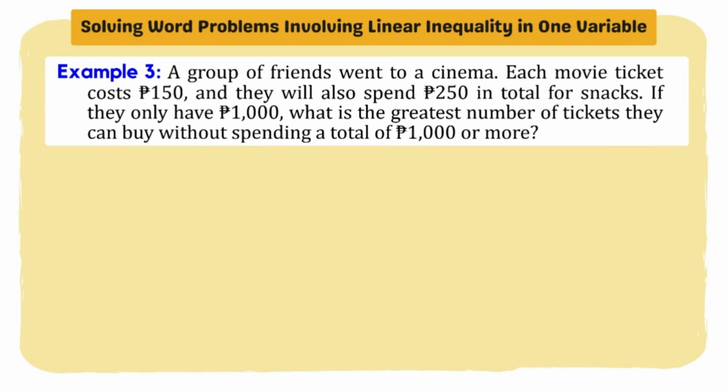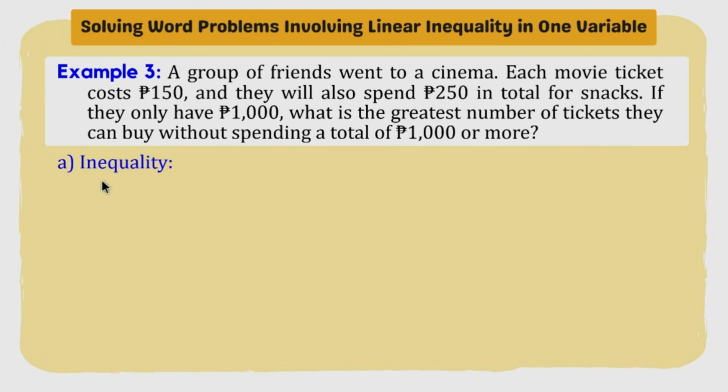Okay, example number 3. A group of friends went to a cinema. Each movie ticket cost 150 pesos and they will also spend 250 pesos in total for snacks. If they only have 1,000 pesos, what is the greatest number of tickets they can buy without spending a total of 1,000 or more? Okay, so how are we going to solve for this?